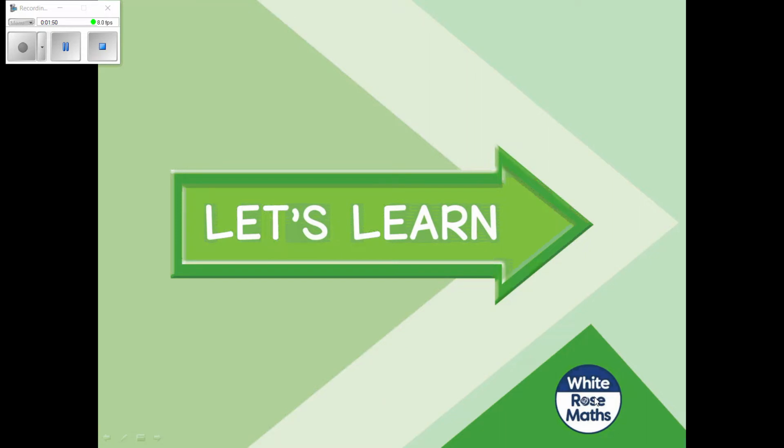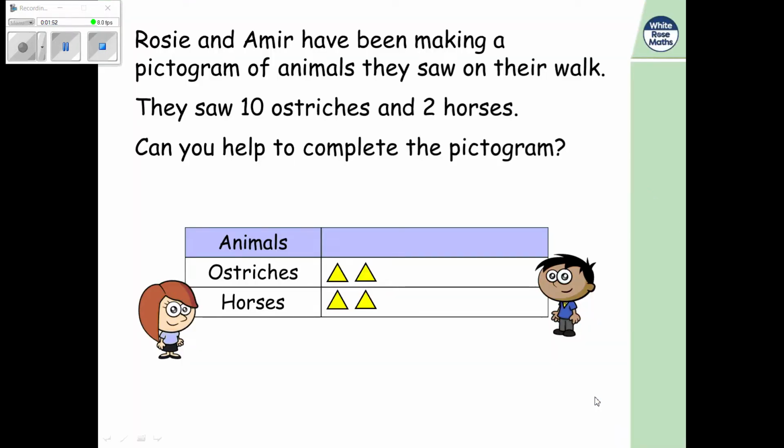So moving on to our learning today. Rosie and Demir have been making a pictogram of animals that they saw on their walk. My goodness, what an extravagant walk they went on to see 10 ostriches and 2 horses. Can you help complete the pictogram? So pause here and have a little think. The key is 1 triangle equals 1 animal. So that's very important before moving on. Off you go.